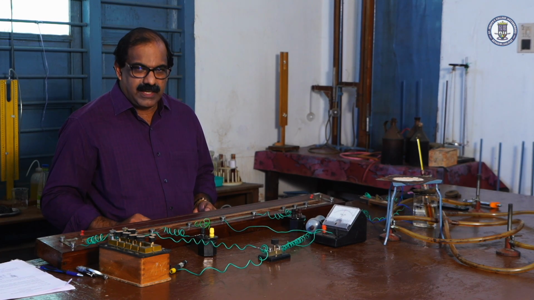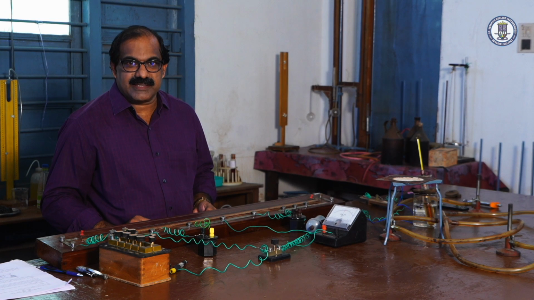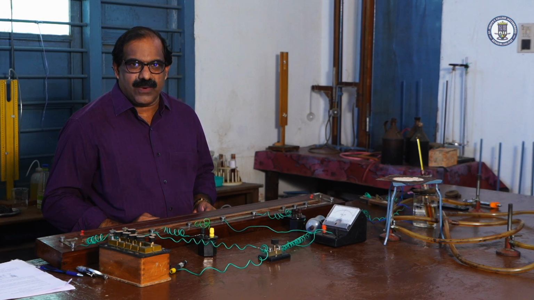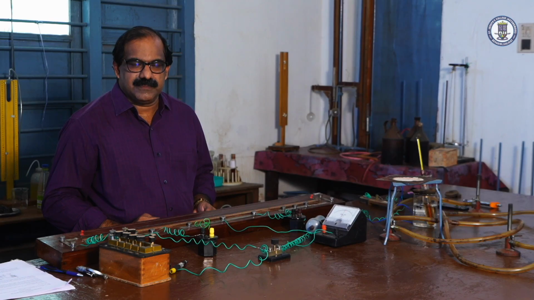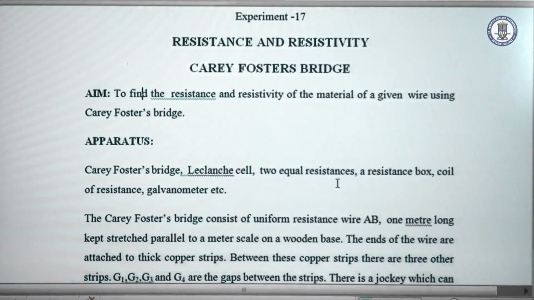Carey Foster's bridge, determination of resistance and resistivity. The aim of the experiment is to determine the resistance and resistivity of a given coil of wire using Carey Foster's bridge. Now coming to the theory part of how to determine the resistance and resistivity using a Carey Foster bridge.